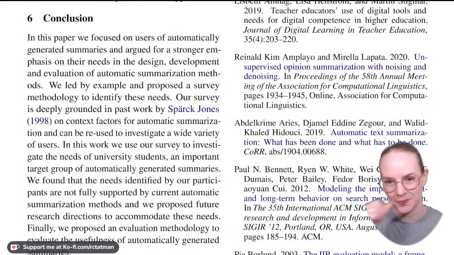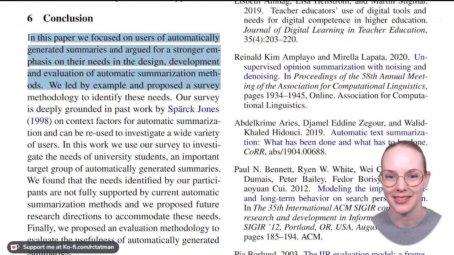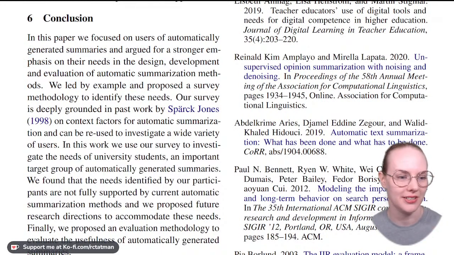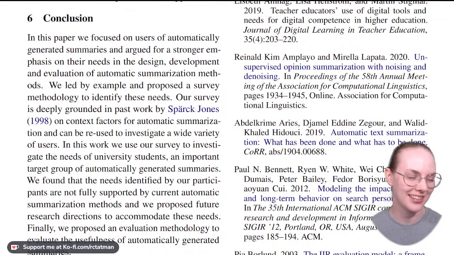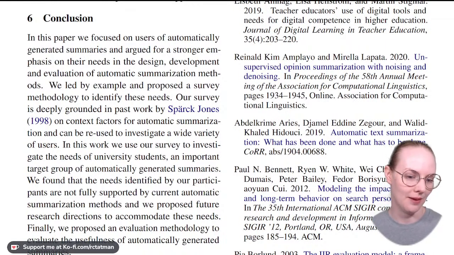All right, conclusion. "In this paper, we focused on users of automatically generated summaries and argue for stronger emphasis on their needs in the design, development, and evaluation of automatic summarization methods," which I can get behind 100%. User-centered everything. I'm a big fan of this approach, and I think this is a really comprehensive way of asking, okay, how are people actually using this, or how would they use it if it was good enough for them to use it, right?